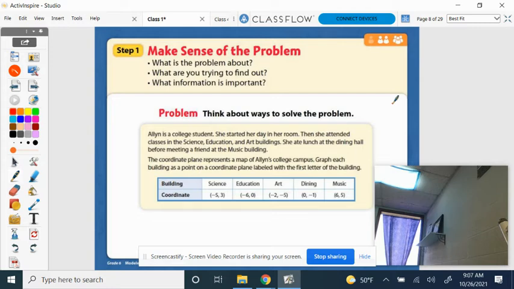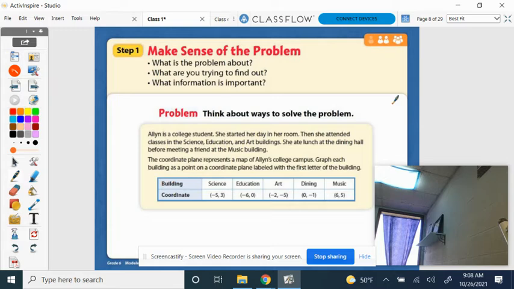While I'm passing this out, what's my problem about? The problem I just read about Alan and the college student. It's about her day at college. So Alan is a college student. She started her day in her room. Then she attended classes in the science, education, and art buildings. She ate lunch at the dining hall before meeting a friend at the music building, and the coordinate plane represents a map of her college campus. Graph each building as a point on the coordinate plane labeled with the first letter.